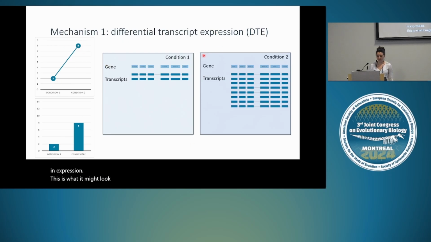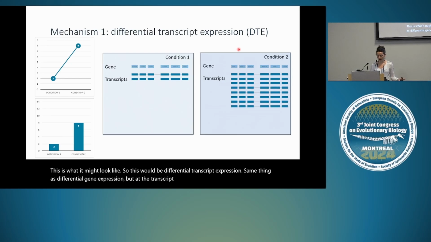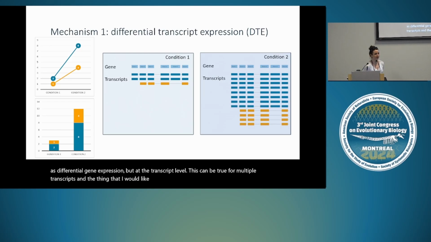So this would be differential transcript expression, same thing as differential gene expression, but at the transcript level. This can be true for multiple transcripts. And the thing that I would like everyone to notice is that this is an example of whole gene expression. In this case, when the whole gene is expressed, these 2 isoforms are going to increase in expression, but their proportions are going to remain the same. However, you can see that overall gene expression has changed, and so this would be detectable on a gene expression level.